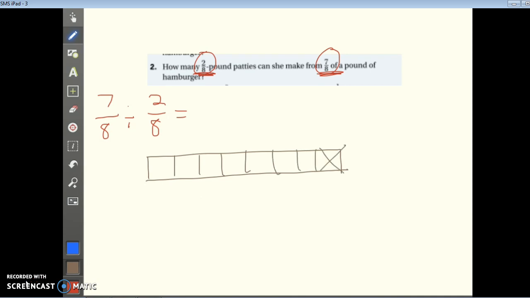And crossing out that last one because we don't need it, remember? Because this is my 7/8 right there. Now, we also remember from the last problem that this is going to be 1/8. But in this one, we want 2/8 size pieces.